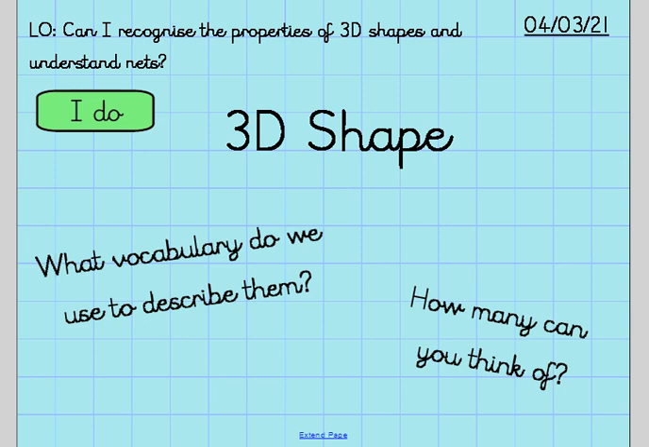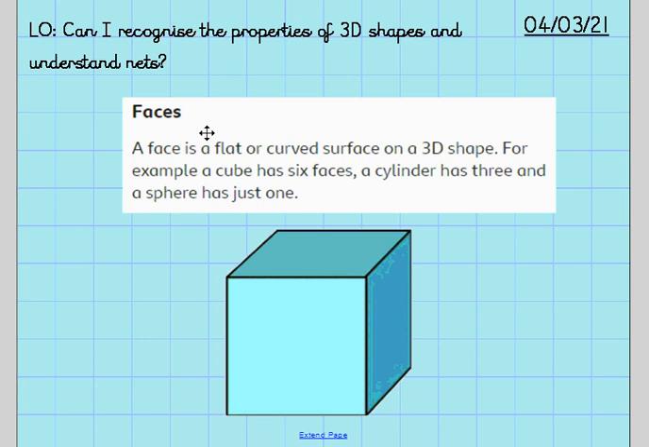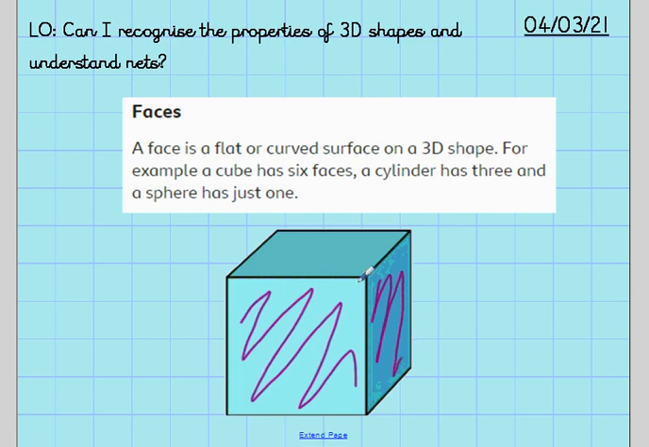So let's think about vocabulary. We use three main terms to describe 3D shapes. The first is faces. The faces of the shape are a flat or curved surface on a 3D shape. So here, this is a face. This is one face here. We can see the start of another face here, and we can see a third here. We also know that there'll be a fourth one behind here, a fifth one behind there, and a sixth one on the bottom. So this cube has six faces.